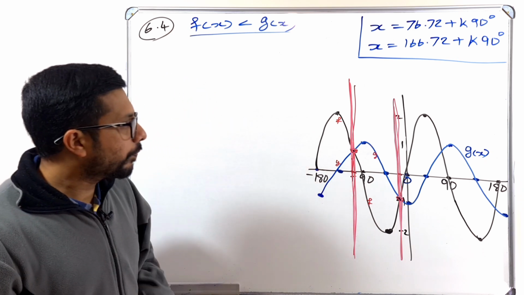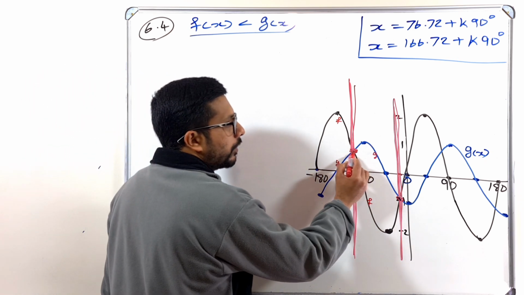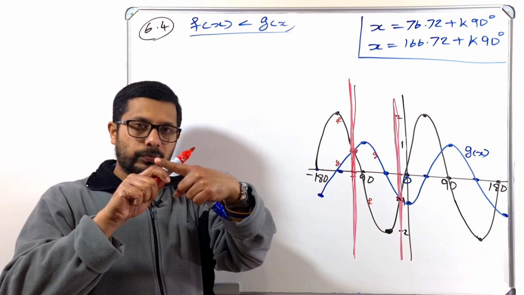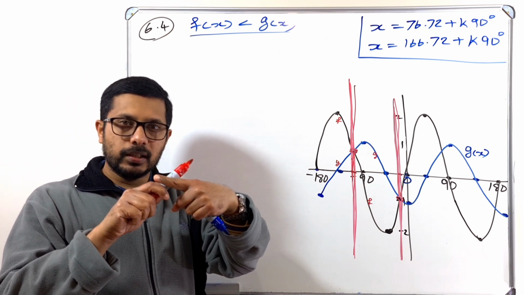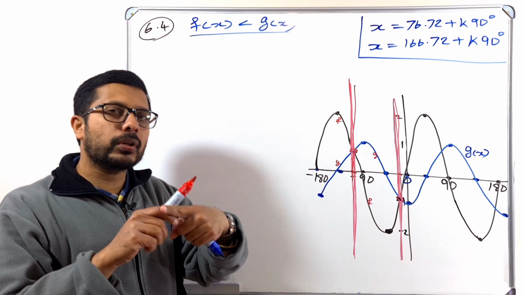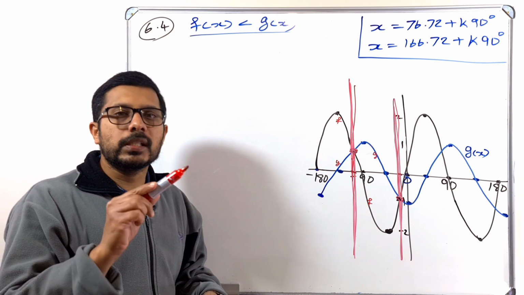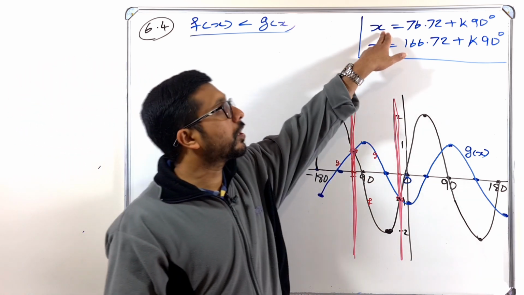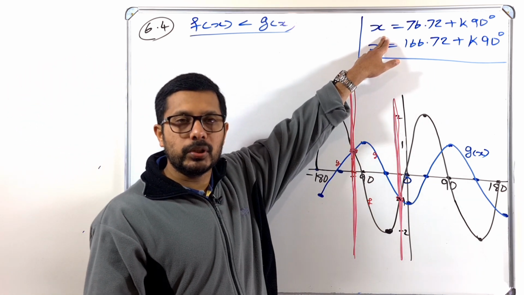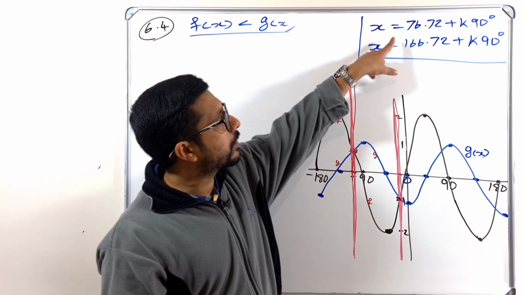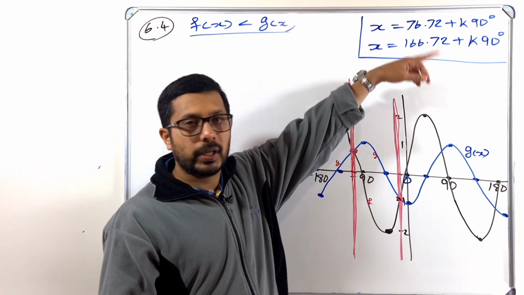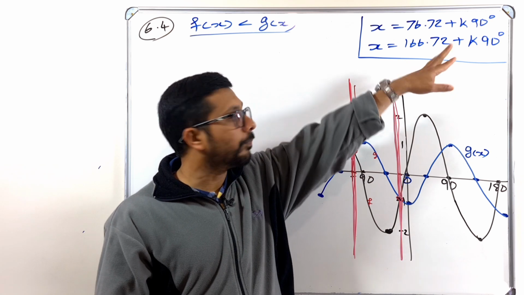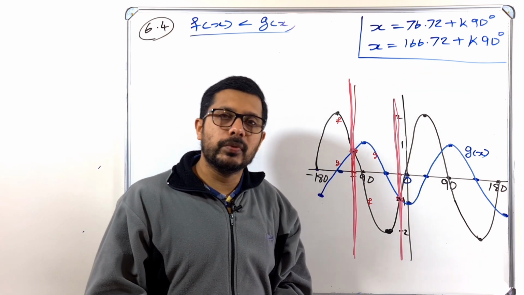Okay, so actually what is that point? That point is the point of intersection of f of x and g of x. Am I right? So at the point of intersection, f of x is equal to g of x. We already got a general solution for that one. F of x is equal to g of x. What are the general solutions? 76 plus k180 and 166 plus k180, I mean 90. Okay, so those are the general solutions we got.